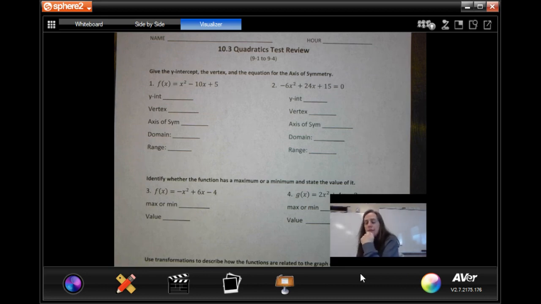Okay, first thing we want to do is give the Y-intercept, the vertex, and the equation for the axis of symmetry. So that was where we were graphing, and we took the equation, we broke it down, found all the pieces, and then we were able to easily put it onto a graph.